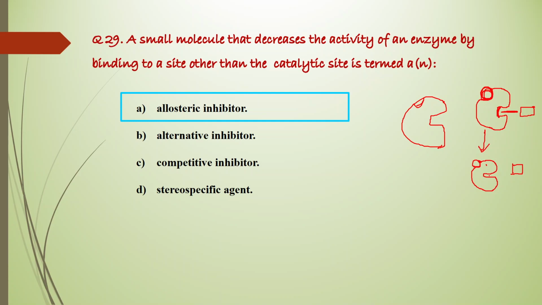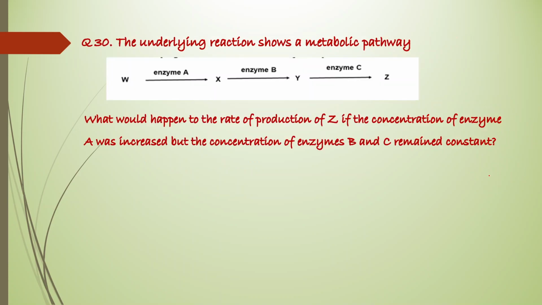So these kinds of small molecules are known as allosteric inhibitors. Okay, small molecule inhibitions. Fine. Which induces a change in the catalytic site of the enzyme. Moving to the next one.